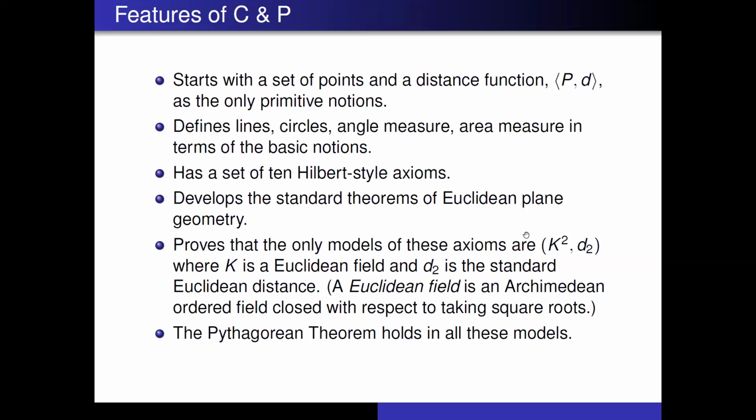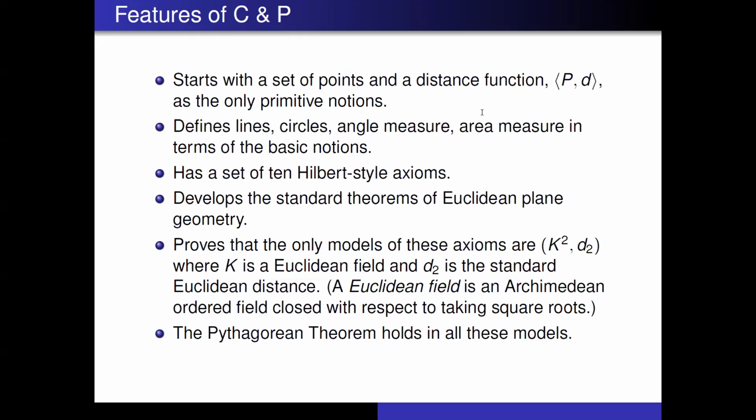It starts with the basic notions of a plane being a set of points with a distance function, and those are the only primitive notions. So everything else, lines, circles, angle measure, area measure, are developed from simply points and lines. And then it has a set of 10 Hilbert-style axioms, some of which have several parts. And so you'll see me refer to different parts. And it develops the entire theory of Euclidean geometry from those axioms, which of course is what Euclid was trying to do and what Hilbert was trying to do. But this is a modern refinement of that.